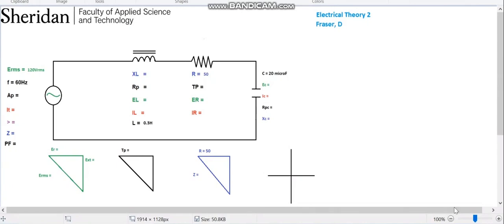So let's begin. The very first thing you want to do in this equation, since we have our value of inductance in henries, is find out what our capacitive reactance is. To find capacitive reactance, XC equals 1 over 2 pi FC. So 1 over 2 times pi times the frequency of 60 hertz times the capacitance, you get 132.63.